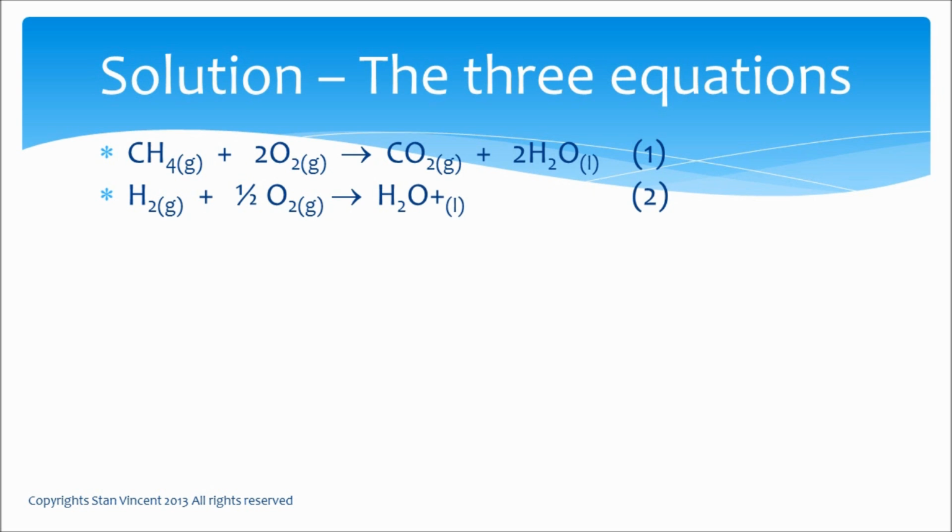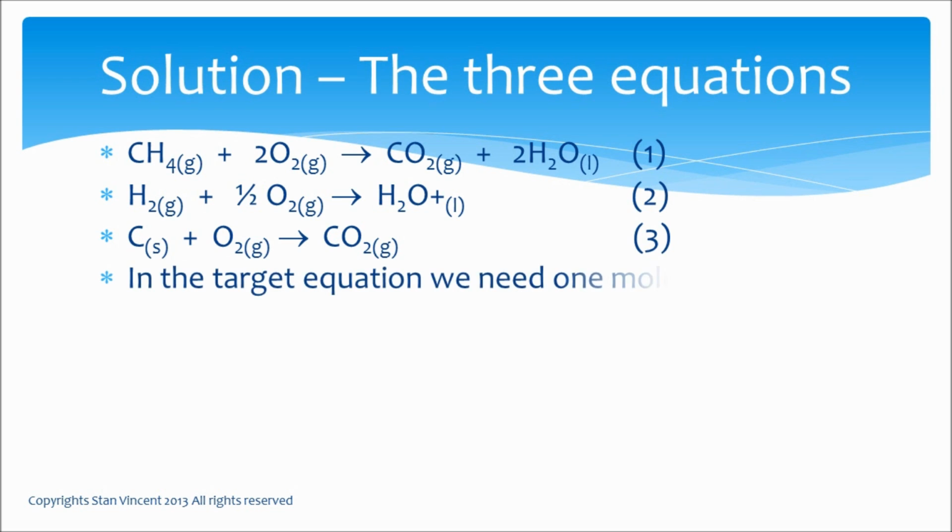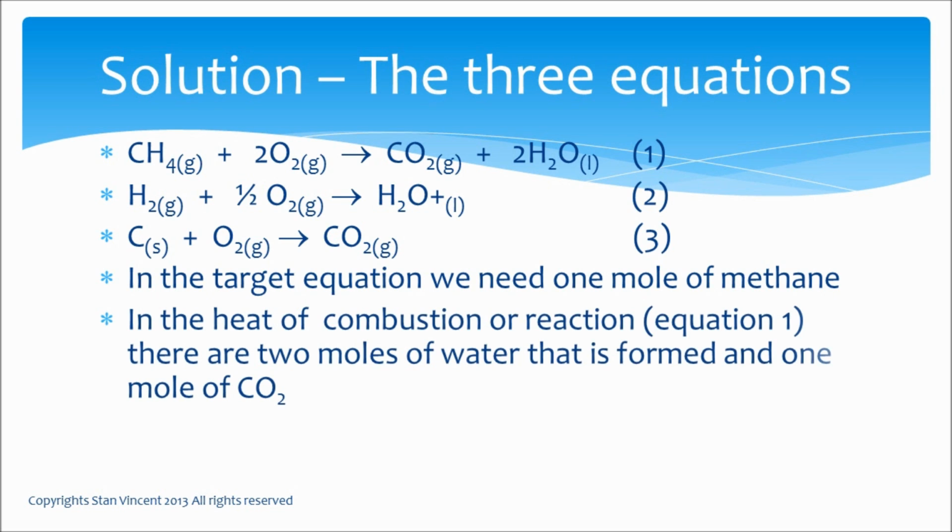The second equation would be H2 plus 1/2 O2 giving you H2O, when 1 mole of water is formed. The third equation is C plus O2 giving you CO2. So we have just identified the 3 reactions. In the second equation, discard the positive sign that is written after H2O. Now in the target equation, we need 1 mole of methane. And we have to use these 3 equations so that we can obtain the required target equation when we add the 3 equations together.